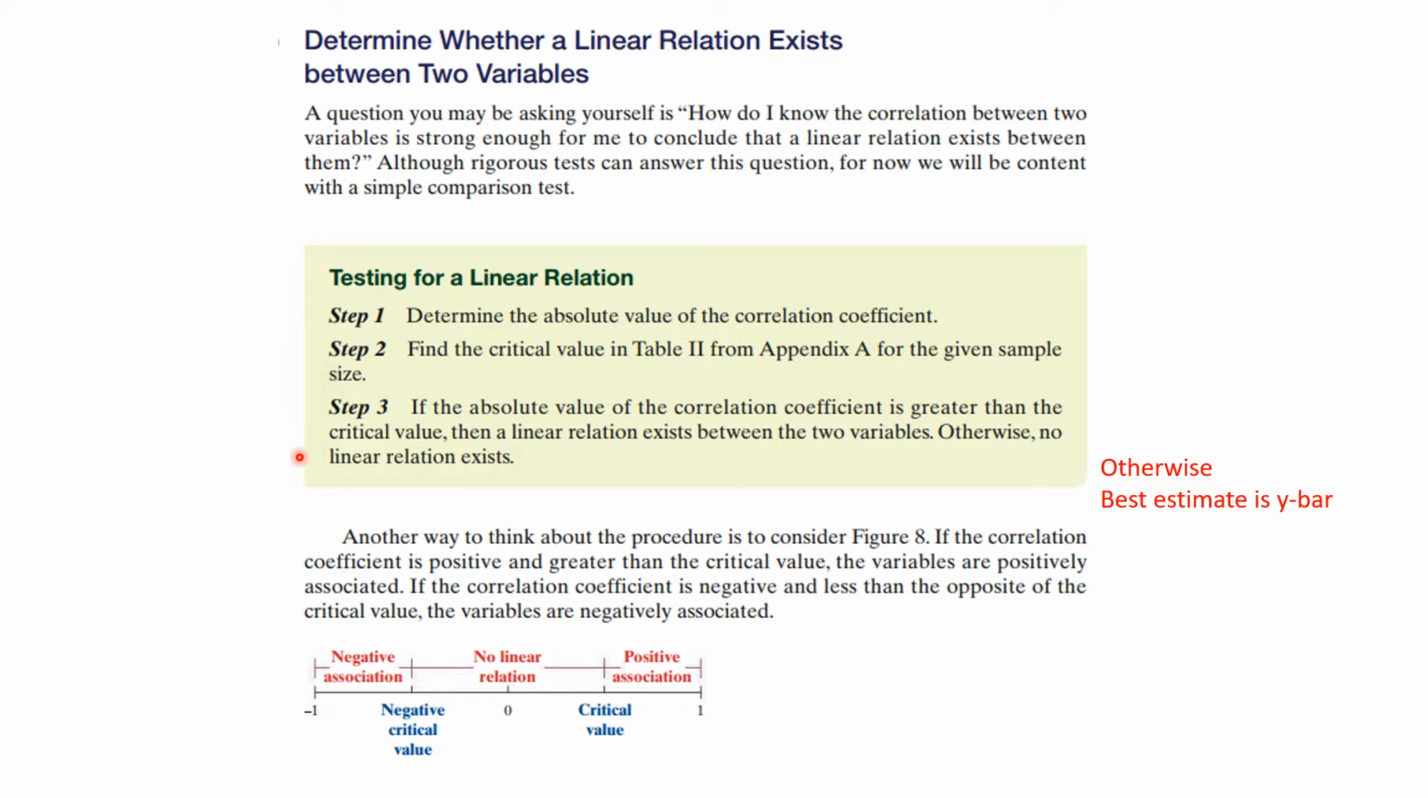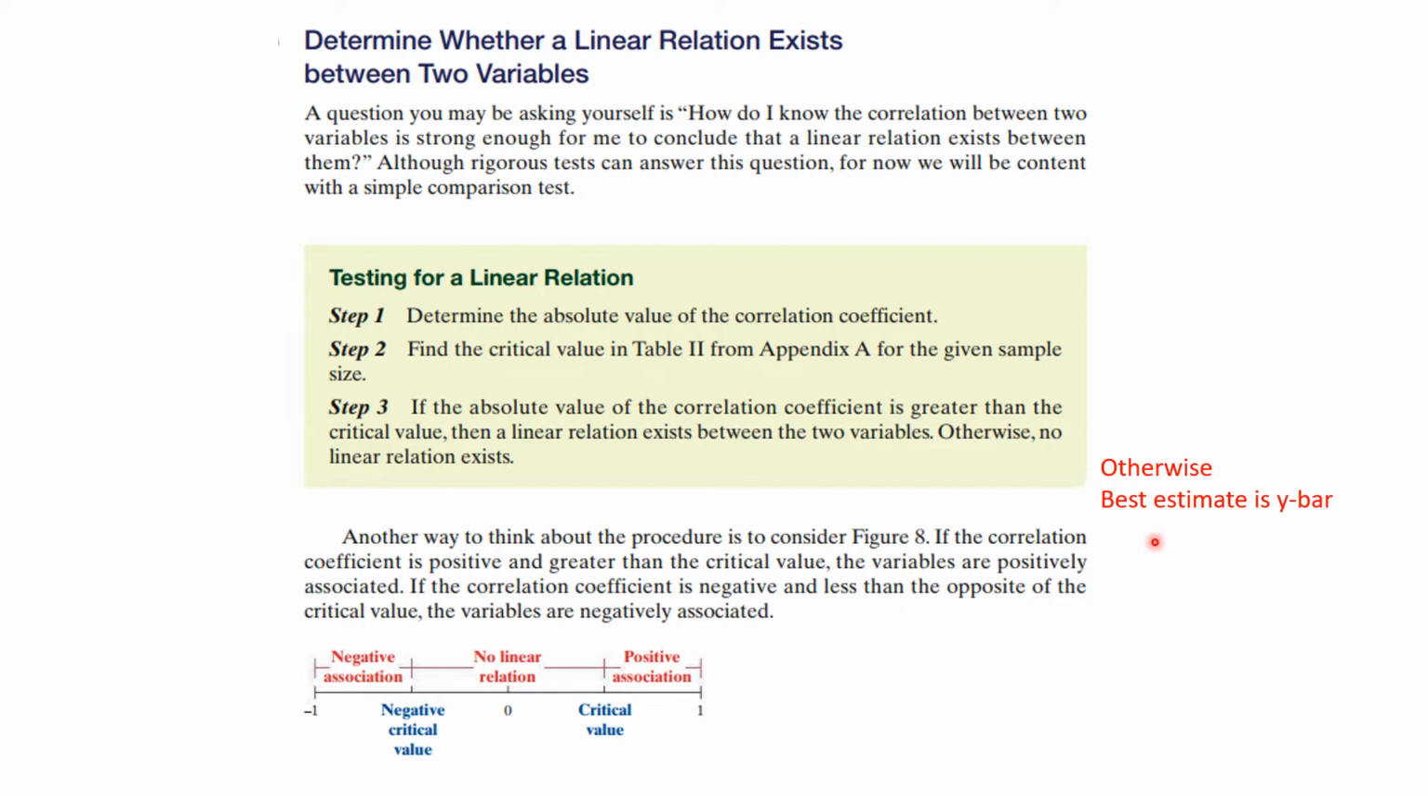If the absolute value of the correlation coefficient is greater than the critical value found in the table, then a linear relationship exists between the two variables. Otherwise, no linear relationship exists. That means the linear relation that you found is not good enough to use, and so your best estimate of y for any value is y bar, the average of the y values.